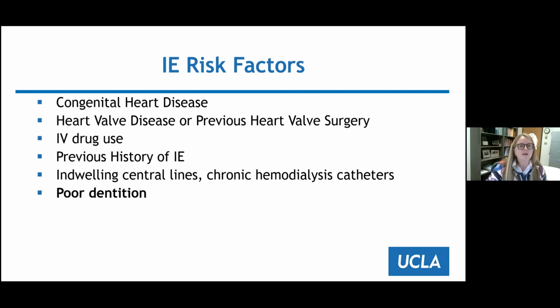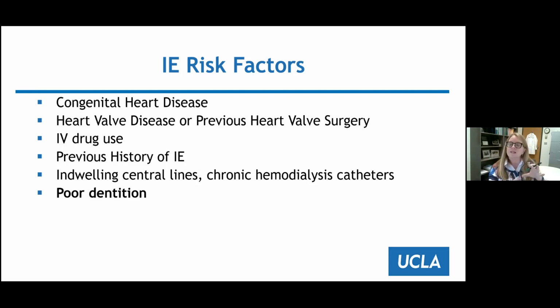The other risk factors for endocarditis from congenital heart disease is anybody that has heart valve disease, previous heart valve surgery, IV drug users, previous history of endocarditis. You can get it again. Indwelling central lines, chronic hemodialysis catheters. We can see this in the neonatal population in the NICU that has indwelling lines in for a while.